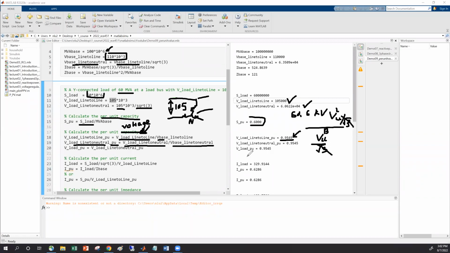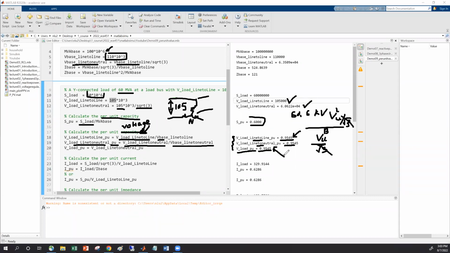Okay. So eventually, you can see that from a per unit value perspective, if you compute it for line to line voltage or line to neutral voltage here, they are the same. So basically, we can say that the load voltage is 0.95 per unit value. Okay, so this is one of the advantages of doing that. So the per unit value is the same, line to line or line to neutral.